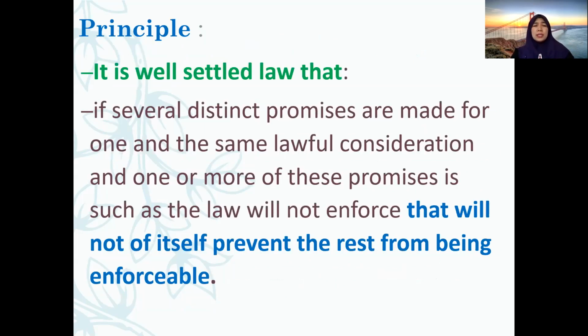So the court held this principle, reiterating the rule. It is well settled law that if several distinct promises are made for one and the same lawful consideration, and one or more of these promises is such that the law will not enforce, that will not of itself prevent the rest from being enforceable. So if a contract contains many parts and one of the parts is illegal, and it's possible to cut it off, then we can still make the rest enforceable. The whole thing is not prevented from being enforceable.